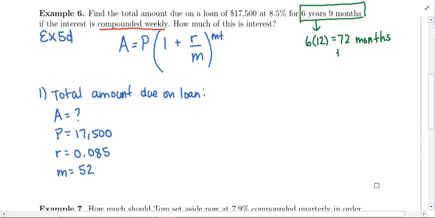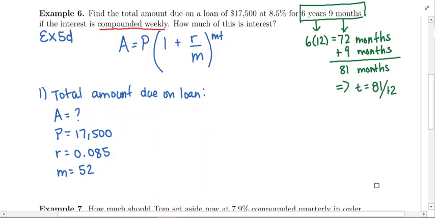And then we added the 9 months. So 72 plus 9 is going to give you 81 months total. You don't want to use 81 as your time value, because that would be 81 years. So you have to say that your time is 81 divided by 12. So that's what we will be using as our time value.